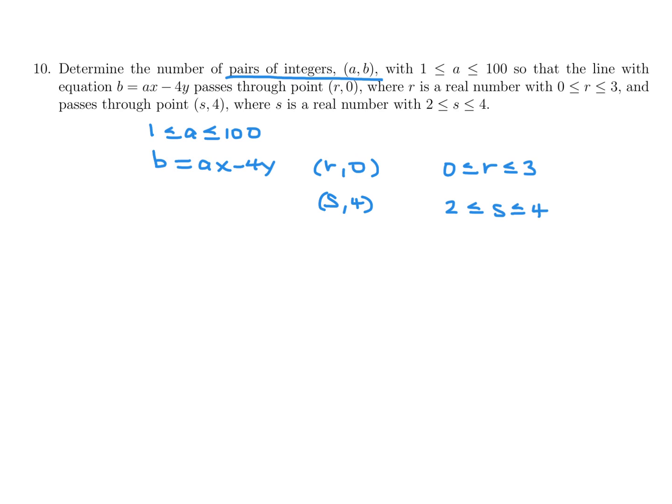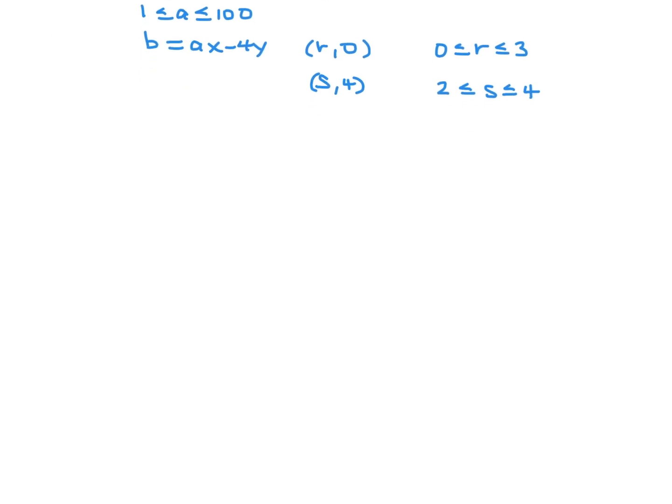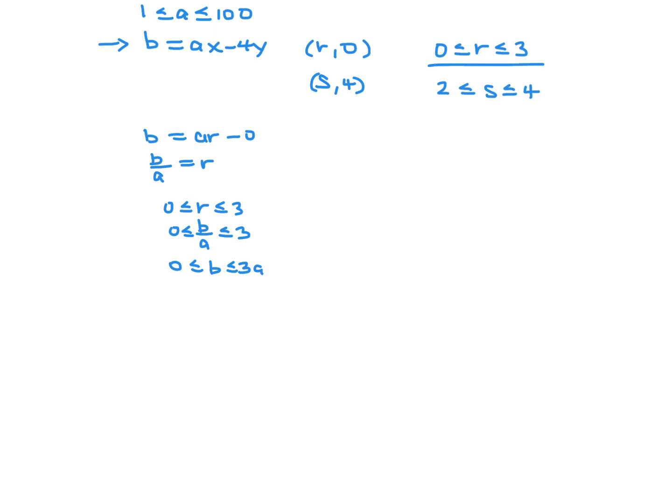Okay, so obviously that means there's going to be a lot. So we've got to come up with a systematic method for figuring out how many. Okay, so let's work with this. Let's just substitute (r, 0) into there, and we do that. We get b is equal to ar minus 0, so r is going to be b over a. And therefore, since r is between 0 and 3, we can just put b over a is between 0 and 3. And then when you multiply through by a, you get 0 is less than b less than 3a. Okay, so that's the first piece of the puzzle.